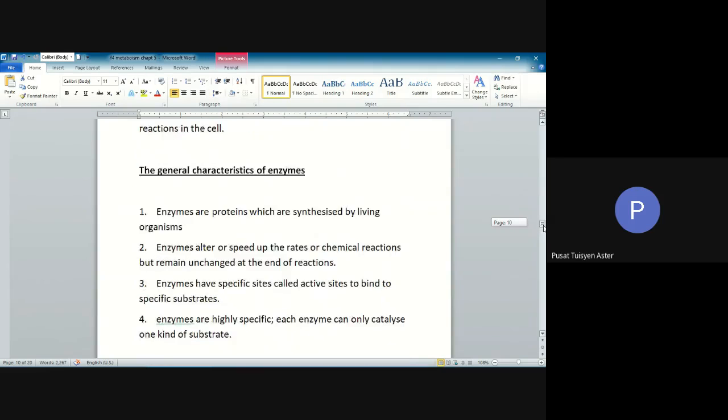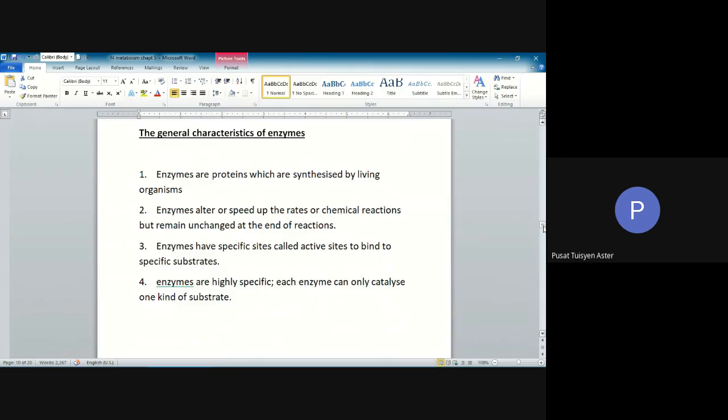So the general characteristics of enzymes is that the enzymes are proteins which are synthesized by living organisms. Enzymes, they alter the speed or the rate of chemical reaction, and they have specific sites, okay, called active sites to bind the specific substrate. Maksudnya, you tak boleh guna enzyme lain untuk enzyme function dia to use it for a different substrate. You cannot do that. Okay, so enzymes are highly specific.